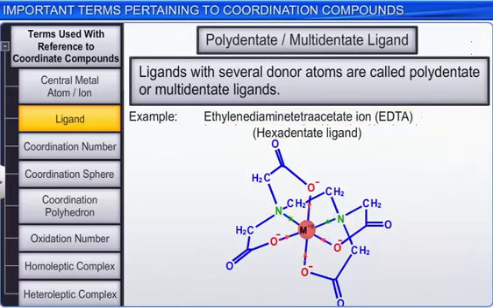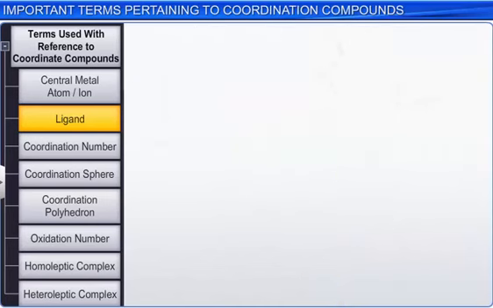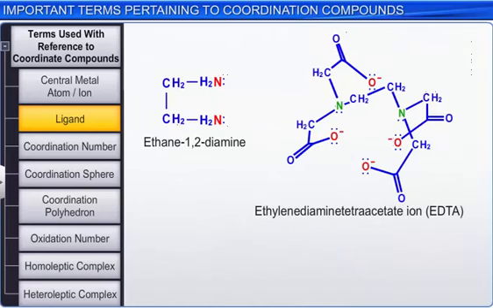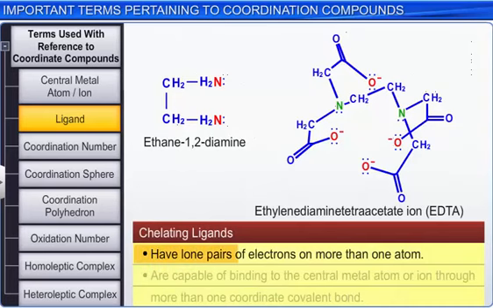Ligands like ethylene diamine and EDTA, which have lone pairs of electrons on more than one atom, are capable of binding to the central metal atom or ion through more than one coordinate covalent bond. Such ligands are called chelating ligands.